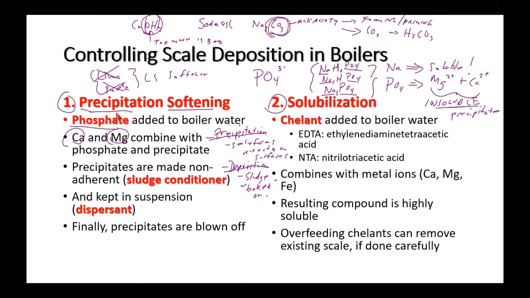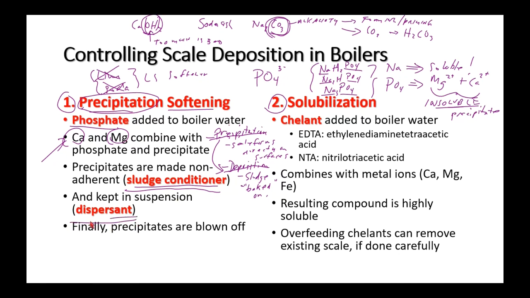So here, this is a softening mechanism where we precipitate insoluble compounds. But if these precipitates aren't dealt with, then they will deposit. So we don't want the precipitates to deposit. So we're going to add some other chemicals to our boiler as well. We're going to add a sludge conditioner, and the sludge conditioner will make sure that any precipitates that form aren't sticky.